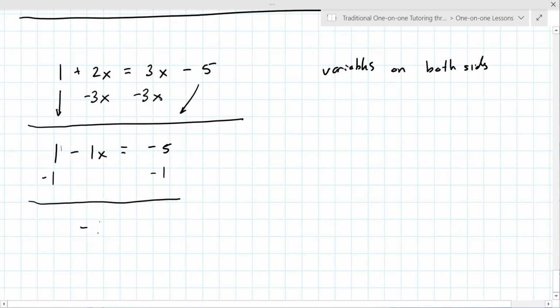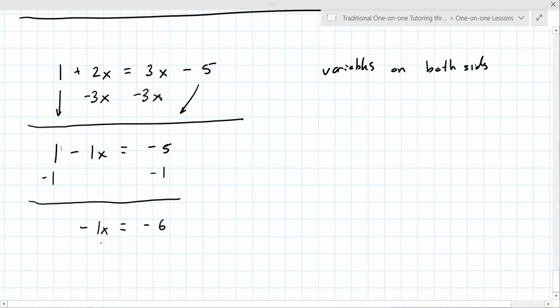This becomes negative 1x equals, what is minus 5 minus 1? 4, minus 4. That would be true if this was plus 1, but it's not. You're subtracting 1. So you owe someone $5 and then you owe them another $1. How much do you owe them? Negative 6. Okay.